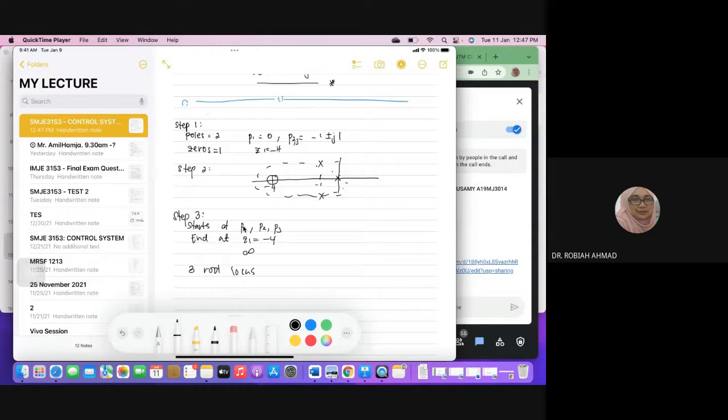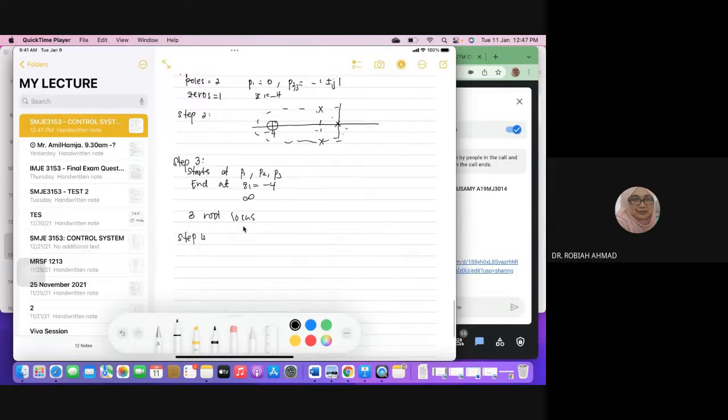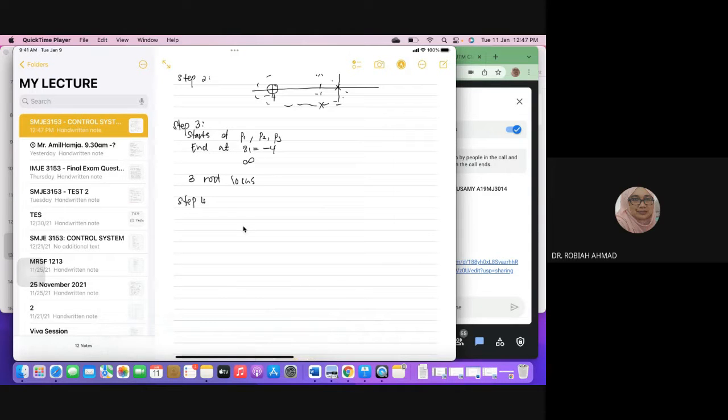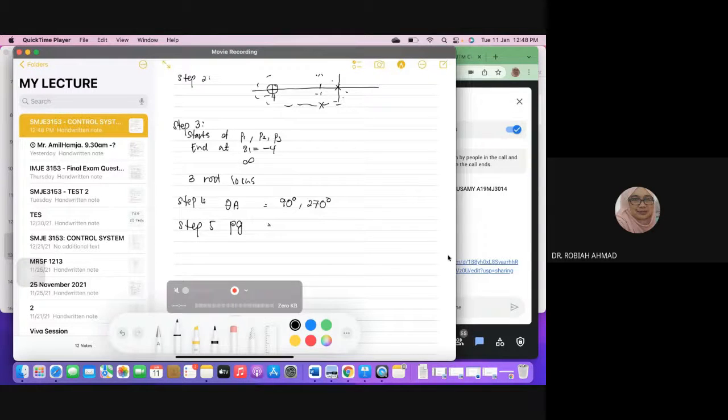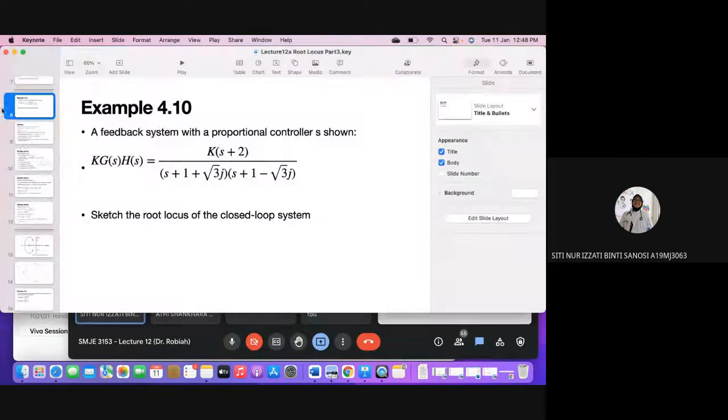So kita ada 3. Then step 4. Kita punya theta A berapa ada? Step 5, kita punya PG ya. So anyone dah sampai step tu? Theta A berapa kita ada? So 3 minus 1, 2. So 90 degrees lah. 90 and 270, right? Yes. Okay, 90 degrees and 270. What about PG dah sampai? Dia kira dapat.